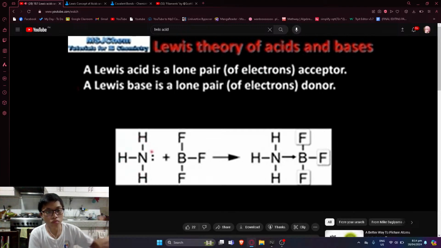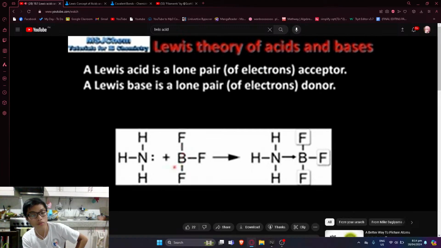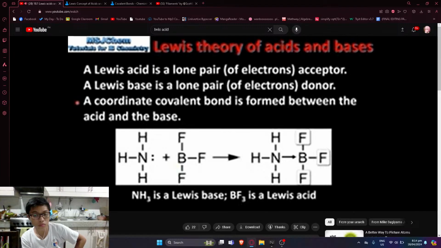Here we have the reaction of NH3, which is ammonia, and BF3, which is boron trifluoride. As you can see, NH3 has a lone pair of electrons, and boron trifluoride has an incomplete octet, which means it only has 6 electrons in its valence shell. NH3 is a Lewis base because it's able to donate the lone pair of electrons to BF3, which is a Lewis acid. A coordinate covalent bond is formed between the acid and the base, which is shown by this arrow here. A coordinate covalent bond is formed when one species provides both the electrons in the bond.